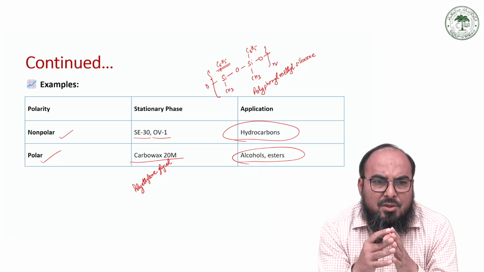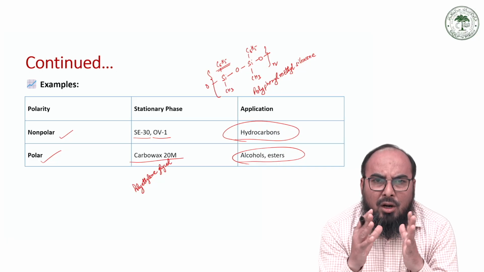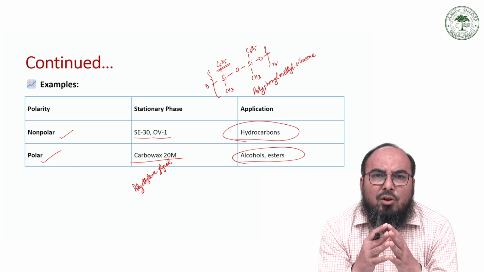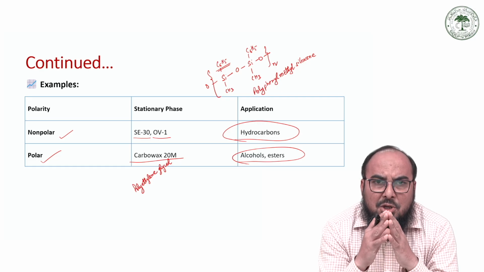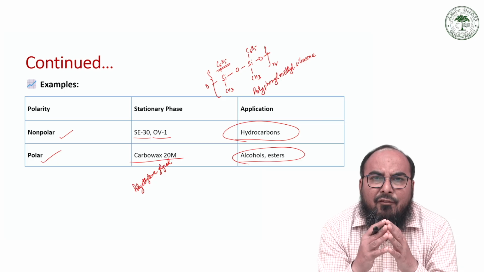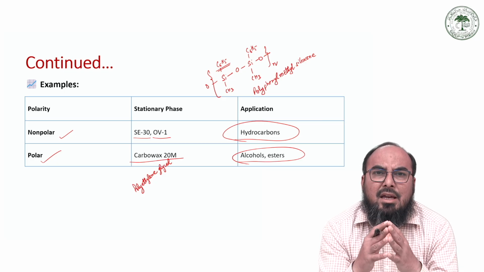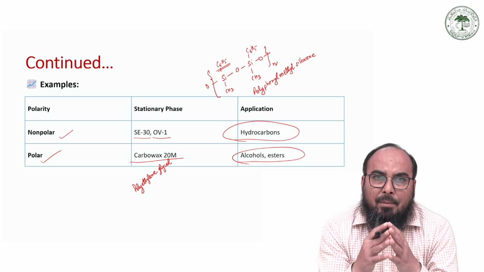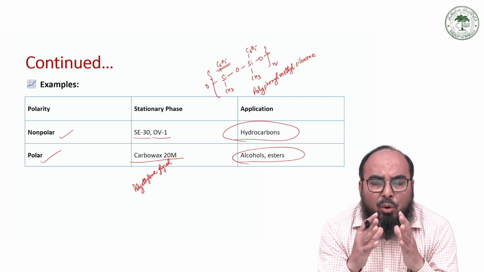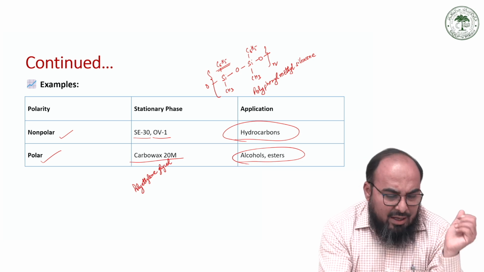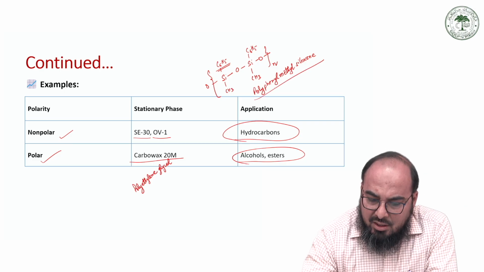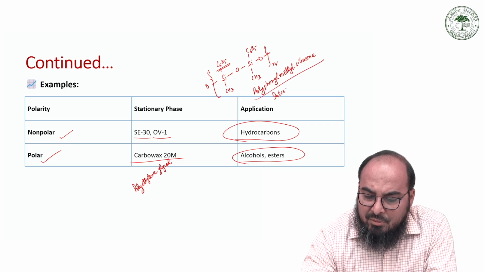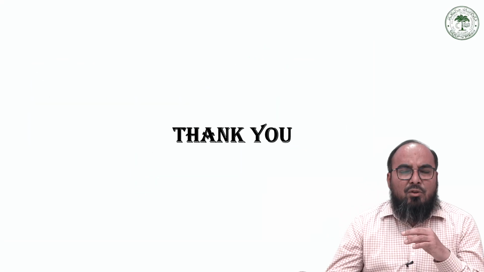So what we observe is that if we have non-polar analytes, then they will prefer the non-polar stationary phase. Similarly, if we have polar components to separate, then we have to use a polar stationary phase. We have given two examples, and this is the example of an intermediate. We are going to study all these in detail in the coming slides. Thank you very much.